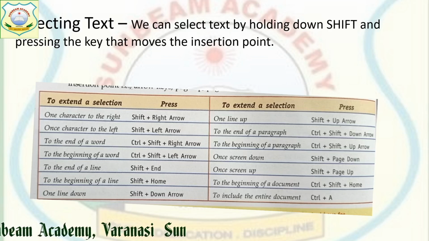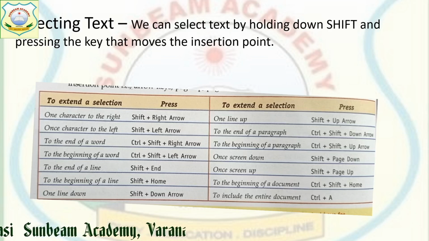If you want to select from wherever your cursor is to the end of the line, then you have to use Shift and End key. If you want to select from the cursor position to the start of the line, then Shift and Home key. Shift and down arrow key will select one line down, and Shift and up arrow key will select one line up.